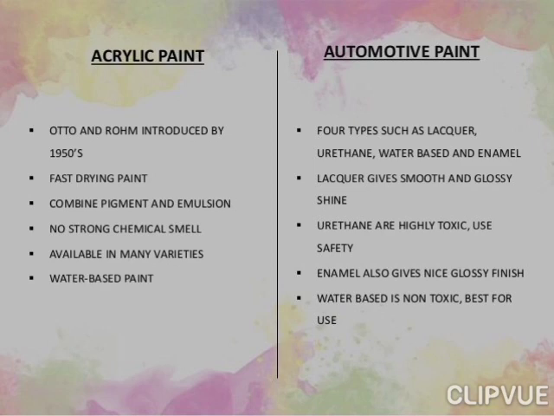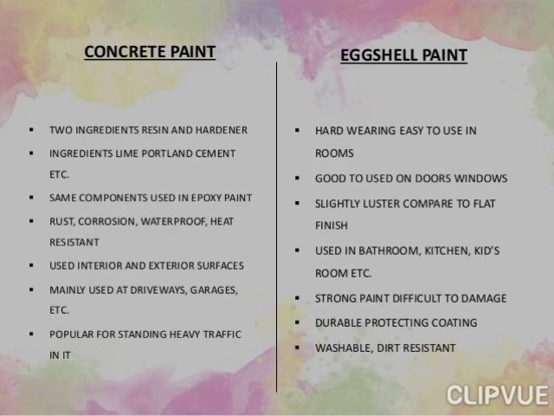Let's come to automotive paint. There are actually 4 types of paint, such as lacquer, urethane, water-based and enamel. Here the lacquer gives the smooth and glossy shine. The urethane is highly toxic and we should use it safely. The enamel also gives a nice and glossy finish. Water-based is non-toxic and it is best for use.